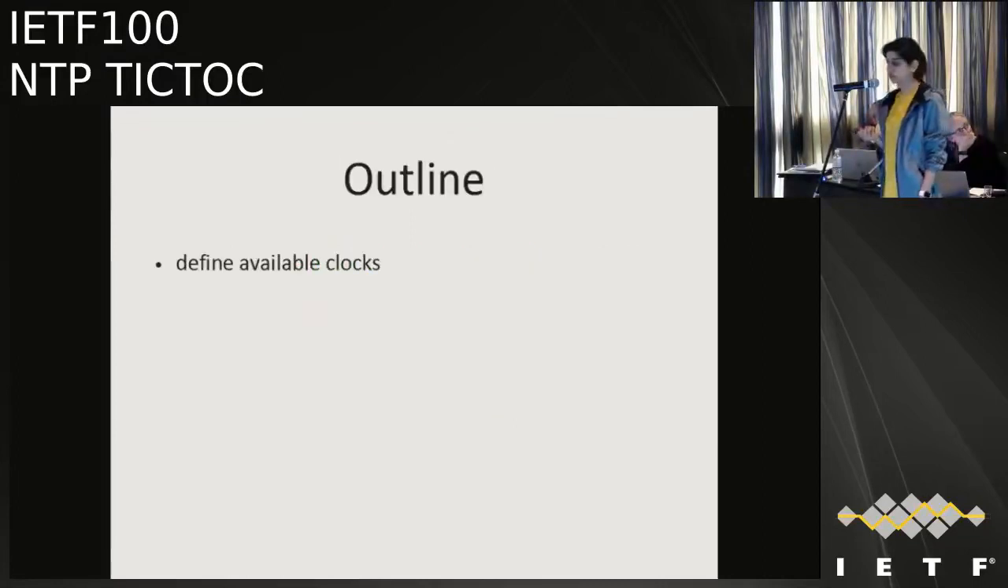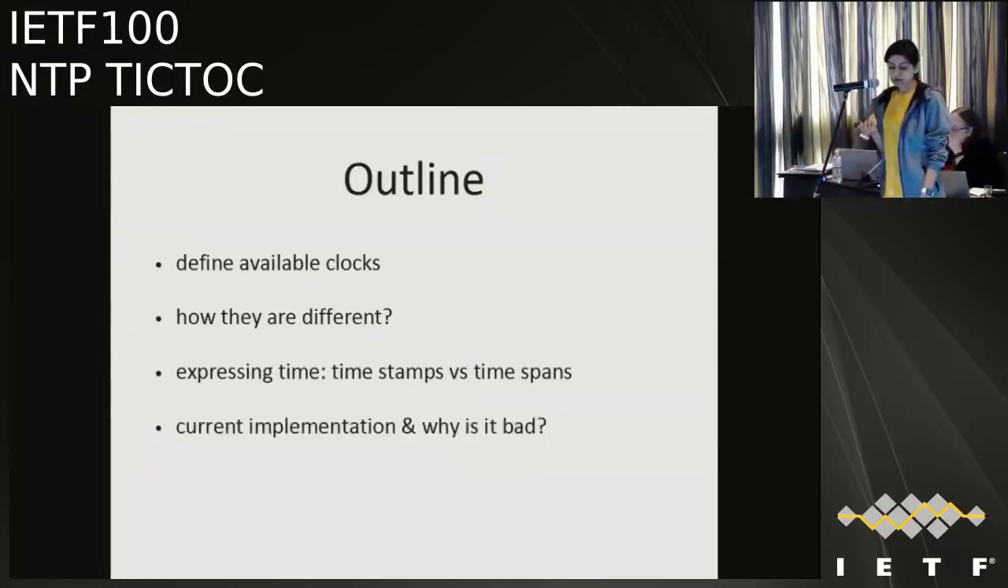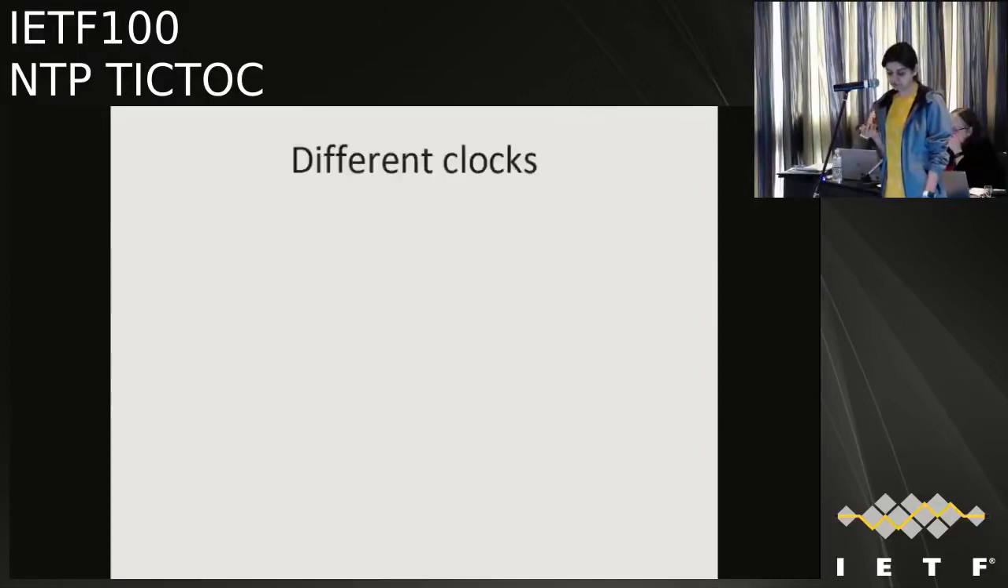So for the outline of this talk, I'll talk about different kinds of clocks that are available on our systems. I'll define and describe them. Then I'll explain the subtle differences between them. Then I'll explain how different applications express time. That is, it could be timestamps and time spans, and I'll explain the differences between them. Then I'll talk about how these times are handled in current software implementations and why that is bad. And then we offer some alternative approaches to implementing time.